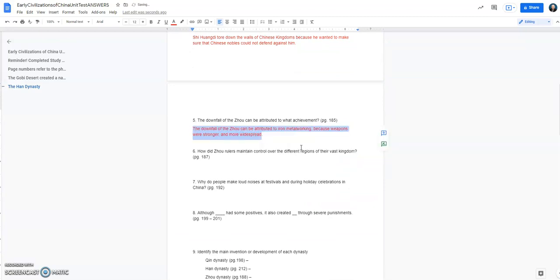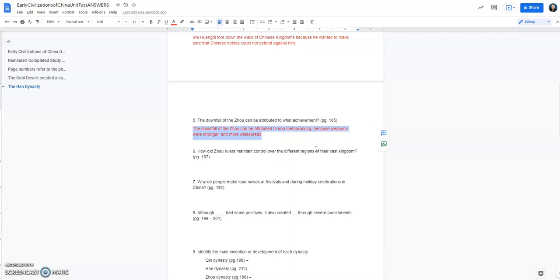That would be the downfall attributed to metalworking, right? Iron was a very strong metal, and it was very easy to make weapons out of. When everybody had weapons, everybody started to fight and rebel. That is when the Zhou had a lot of problems, and that was kind of the end of them, right? There were just too many people with weapons, too many rebellions and too many fights, and their kingdom fell.